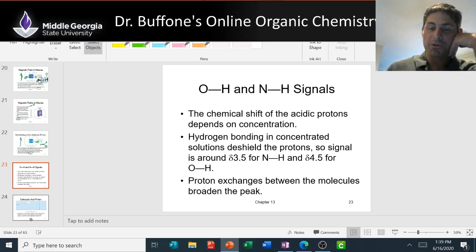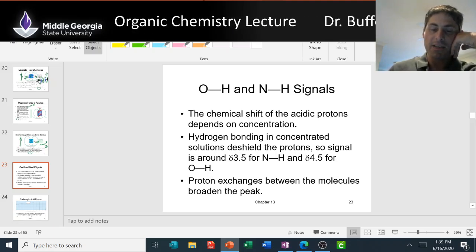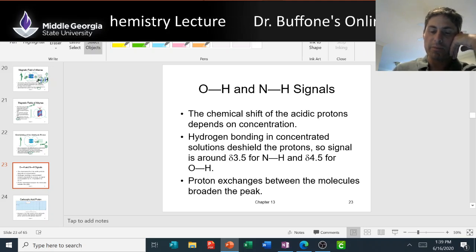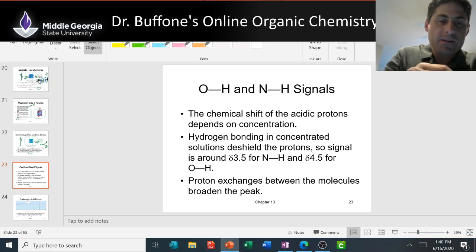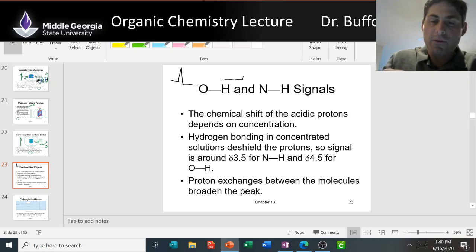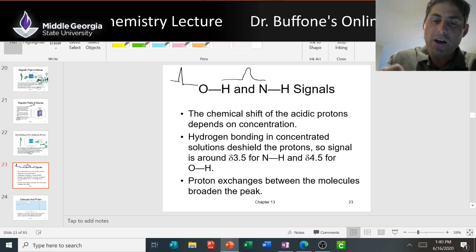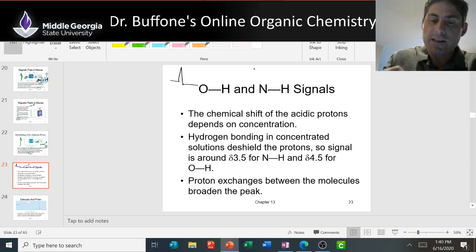OH and NH signals vary, like we said. And because there's hydrogen bonding, the signal will be kind of rounded. Instead of a sharp signal like this, you will get a more rounded one.